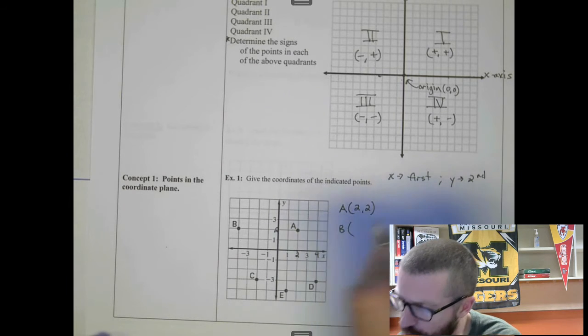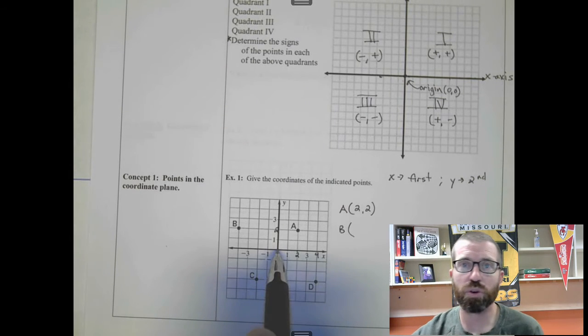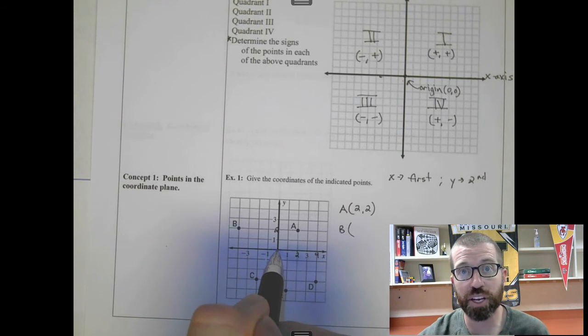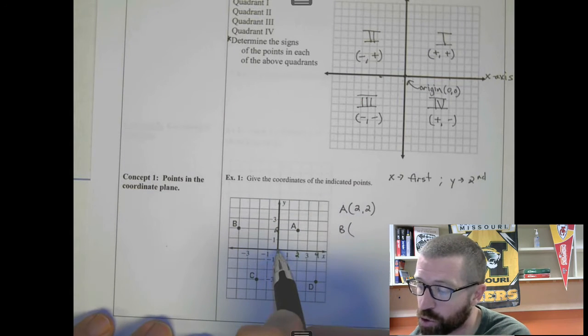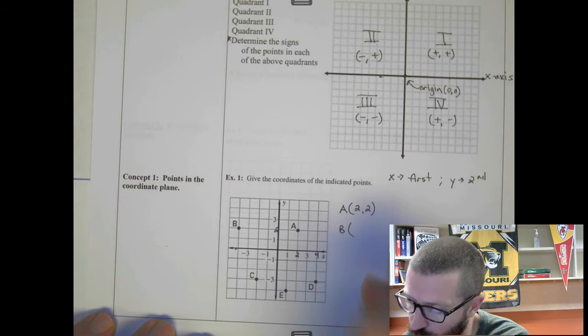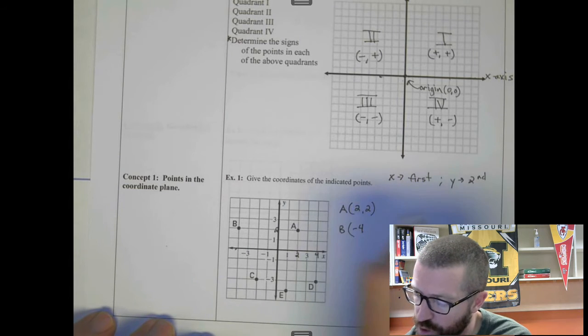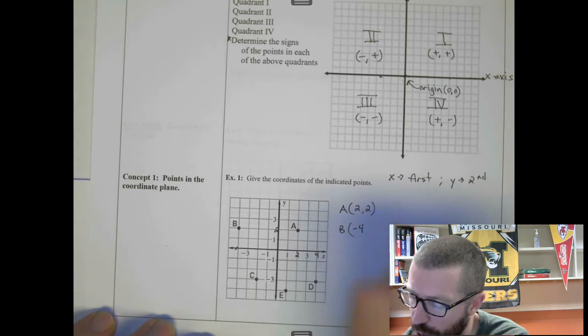Let's go to point B. To get to point B, always start with your pencil at the origin or your finger and actually place it there. Don't just think I'm there. Actually put your finger there. And then remember, you have to go left and right first. We're going to count over to 4, or negative 4, I should say. 4 to the left, negative 4, and then up 2, and I am at point B.